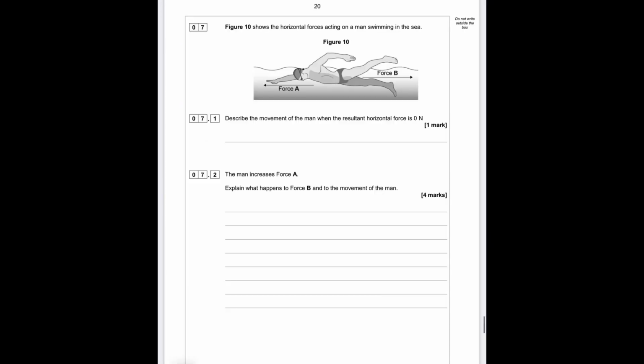Now, in this question, we've got figure 10, which shows horizontal forces acting on a man swimming in the sea. So we have force A and force B. Describe the movement of the man when the resultant horizontal force is zero. So if his total horizontal force is zero, that means he will be moving with constant velocity.